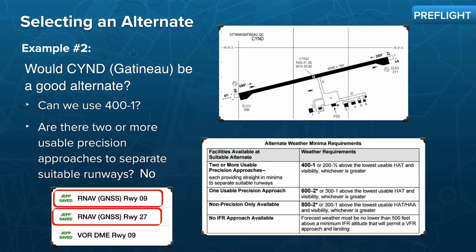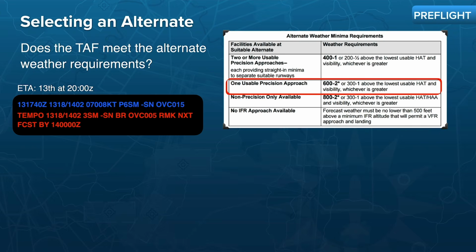And that is because it specifies in the CAPS that it has to be to separate suitable runways. And it actually has to be separate runways. It can't be 2 approaches to opposite ends of the same runway. So we can't use the 401 in this case, and so we can go down and use the 602, so 600 feet or 2 miles as the minimum weather requirements when there's just one usable precision approach.